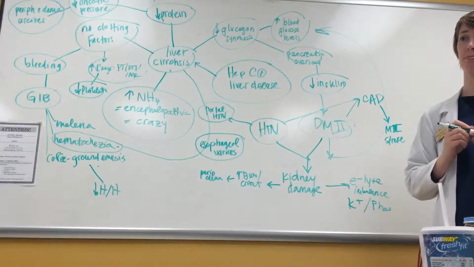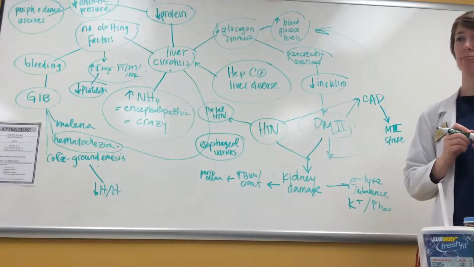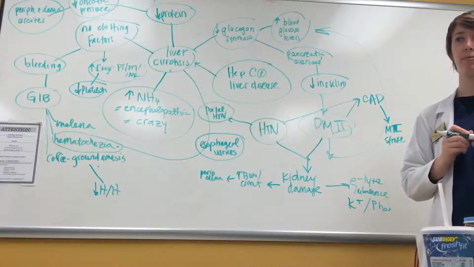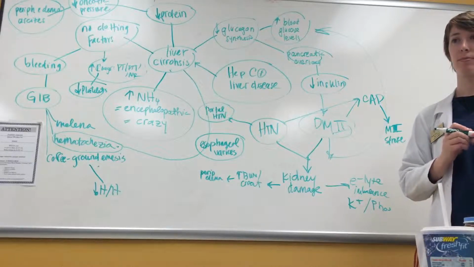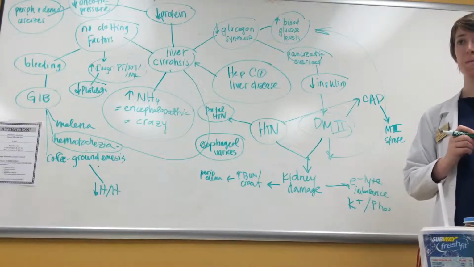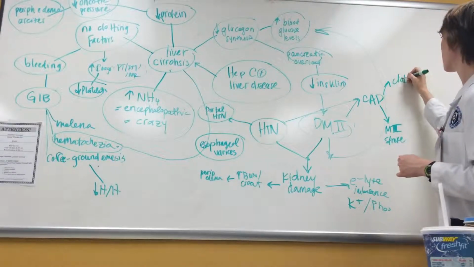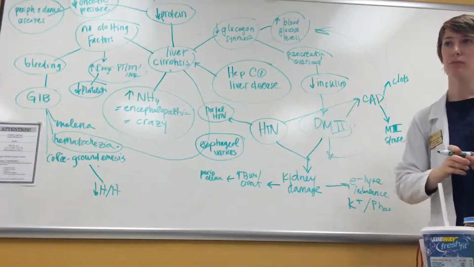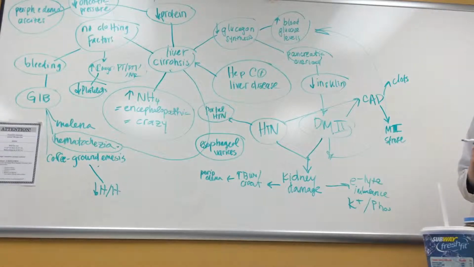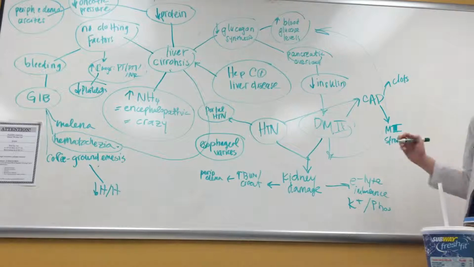MI, stroke, any kind of clot? Wouldn't it put you at high risk for any kind of clot, even like a DVT? Sure. Because if you're going to have coronary artery disease and plaque buildup, then you're going to have clots.